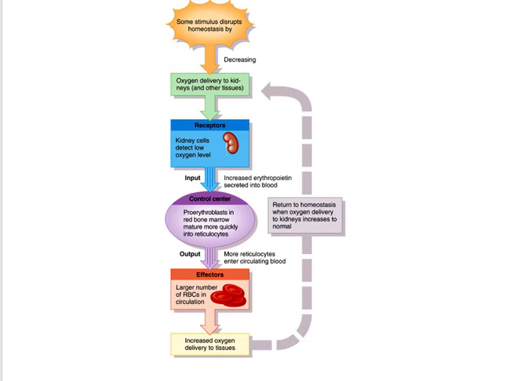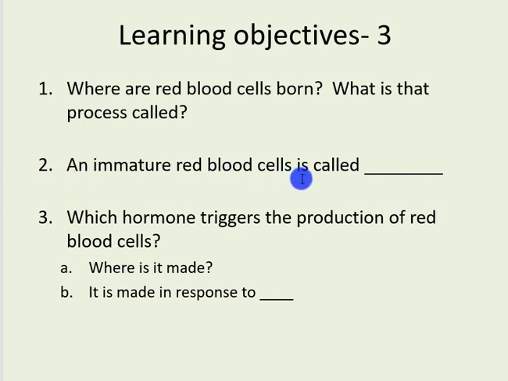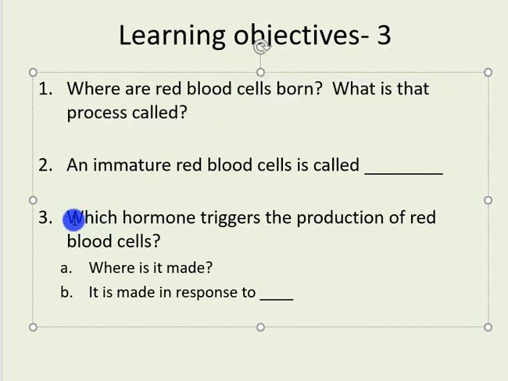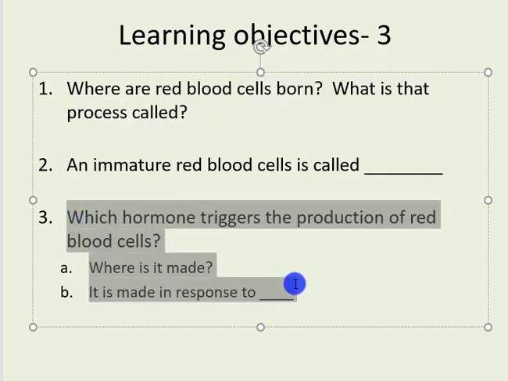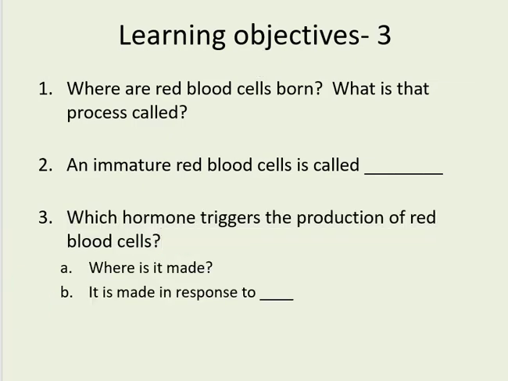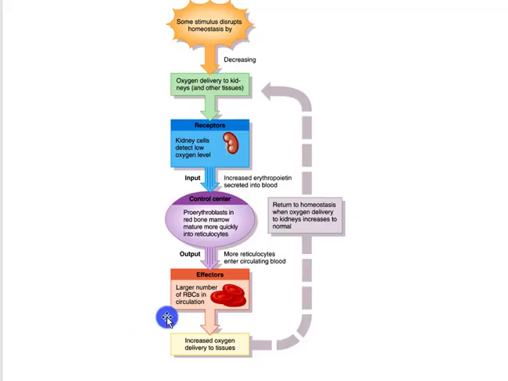Okay. So what I want to talk about next is this idea of homeostasis. An immature red blood cell is called a reticulocyte. Red blood cells are born in the bone marrow, and it's called erythropoiesis. So the last learning objective in this video is this hormone and this idea of homeostasis. The hormone that triggers the production of red blood cells is called erythropoietin. And where is it made? It's made in the kidneys, and it's made in response to low oxygen levels. So those are the answers for you, but let's look at it.